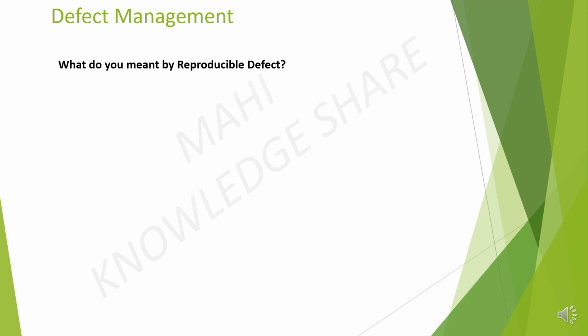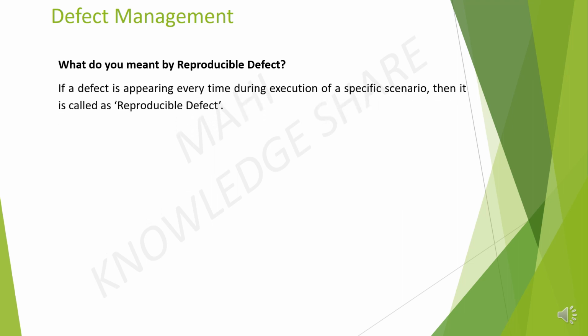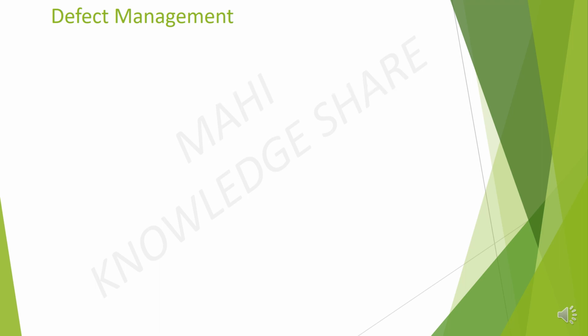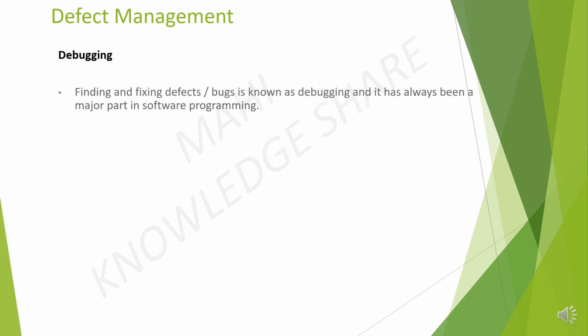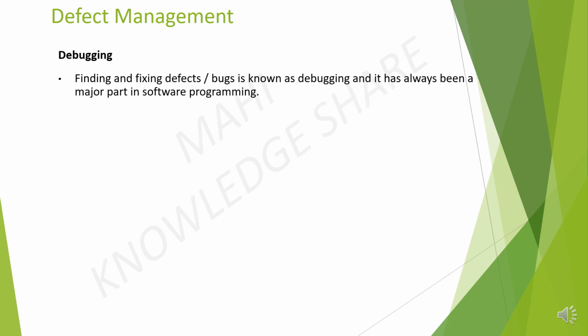Define reproducible defect. If a defect is appearing every time during execution of a specific scenario, then it is called reproducible defect. Define debugging. Finding and fixing bugs is known as debugging, and it has always been a major part in software programming.